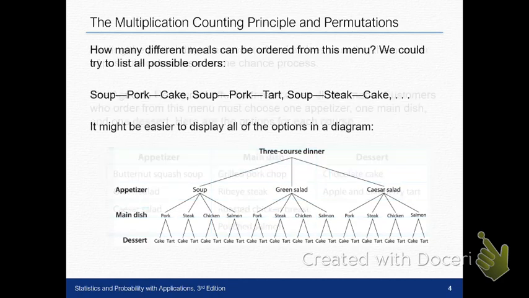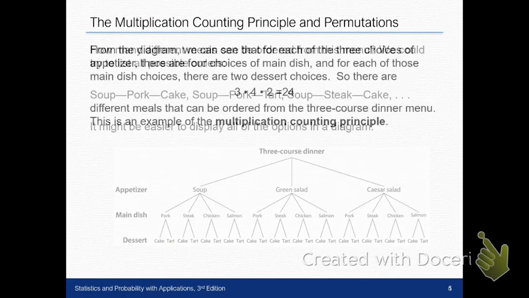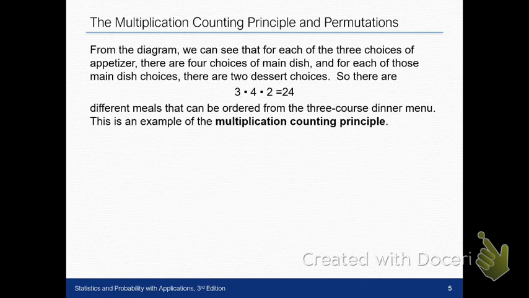So one way you could figure out how many options you had is through brute force. You could make a tree diagram or a list, and you could come up with every combination of, I could have soup, pork, and cake, or I could have soup, pork, and a tart, or I can have soup, steak, and a cake, and so forth. I'd come up with every possible outcome, and it turns out there's 24 of them.